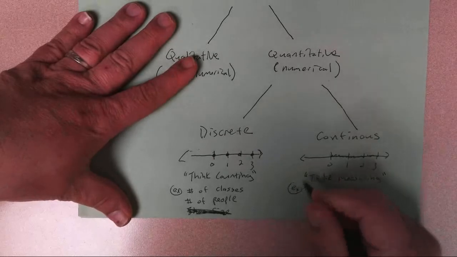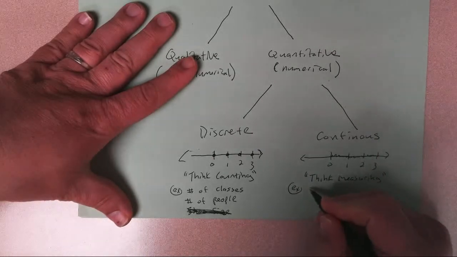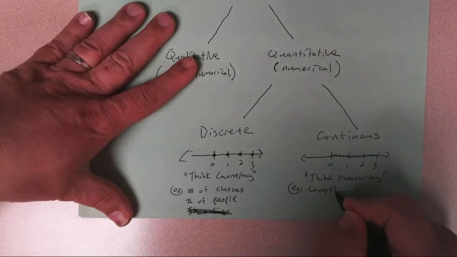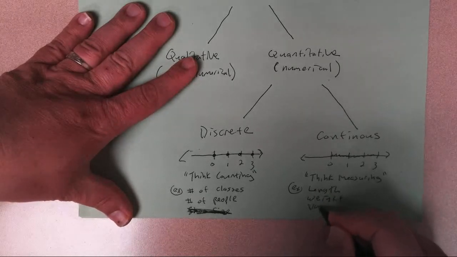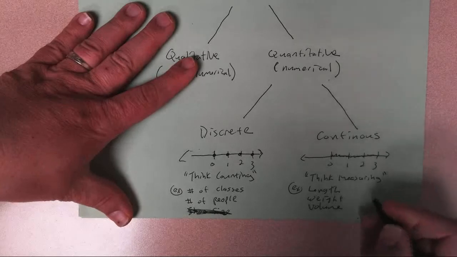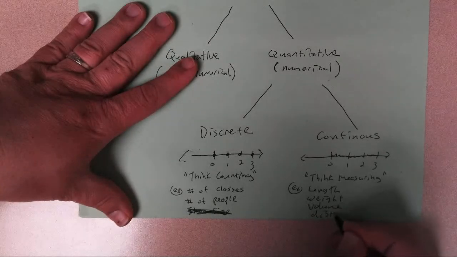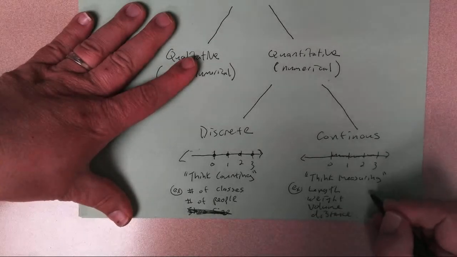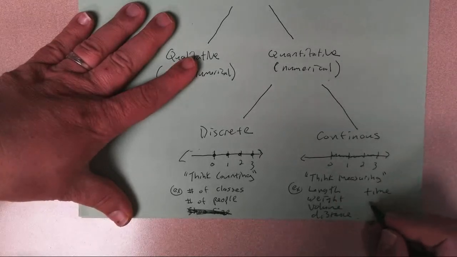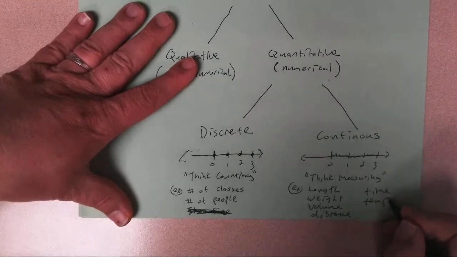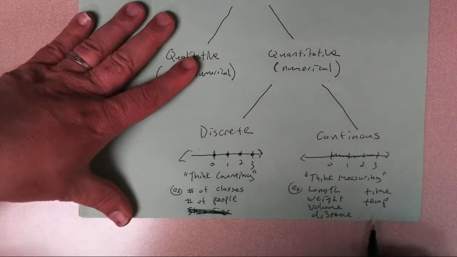Okay, and so basically, the length of something, something's weight, the volume of something, the distance something travels, the amount of time. Time is a continuous quantity. The temperature of something. These are all continuous quantities.